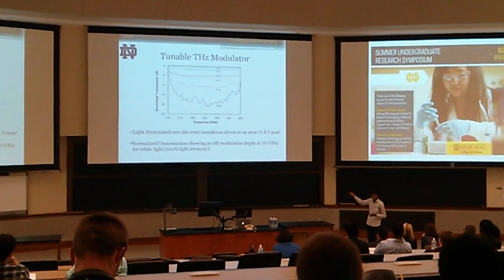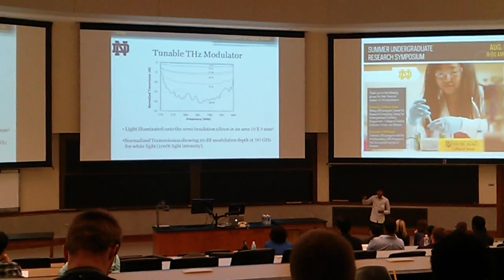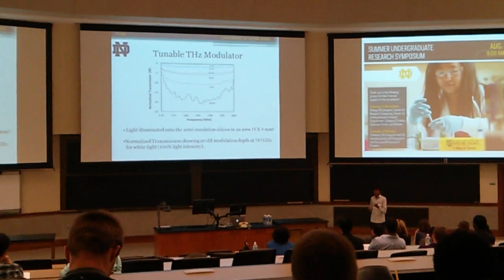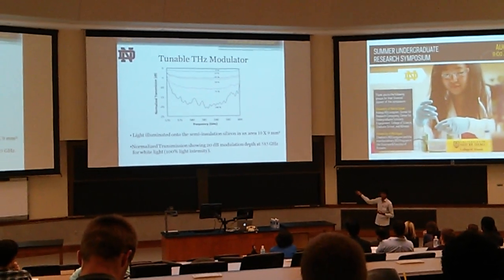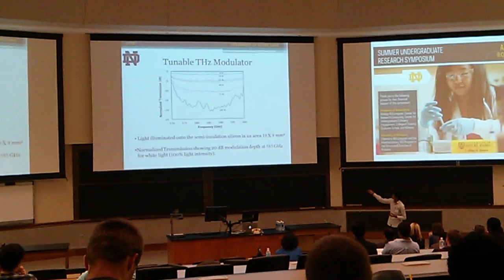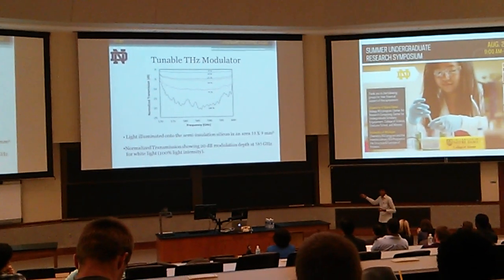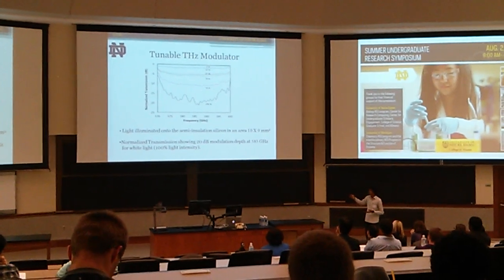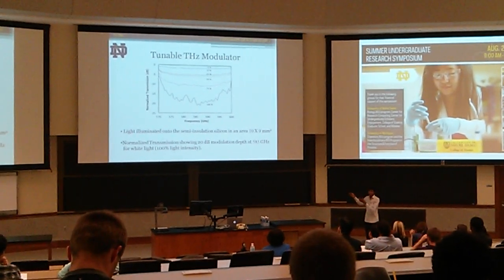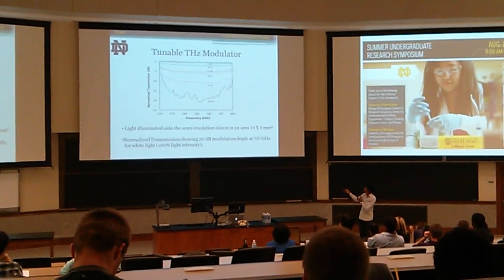As the intensity of light is increased, the electron density of the plasma increases, and thus the terahertz radiation decreases. We can see that a modulation of 20 dB is obtained at 5 GHz frequency. So this is a proof of concept that the modulation of terahertz radiation is occurring.